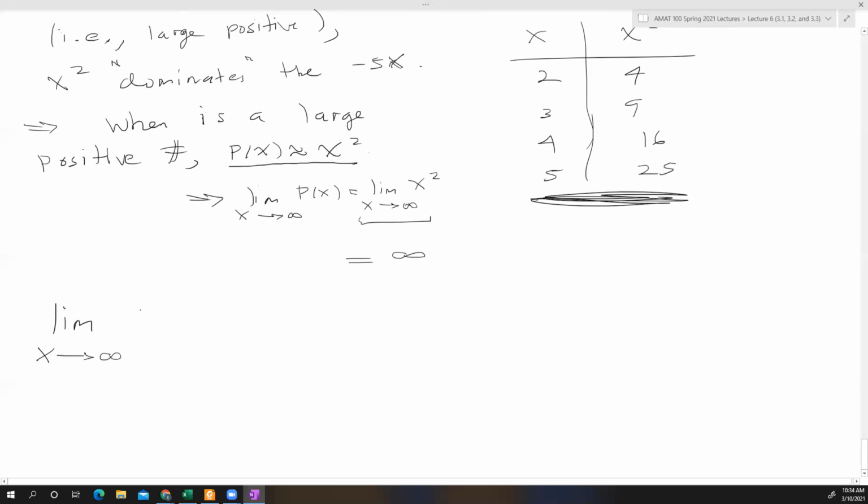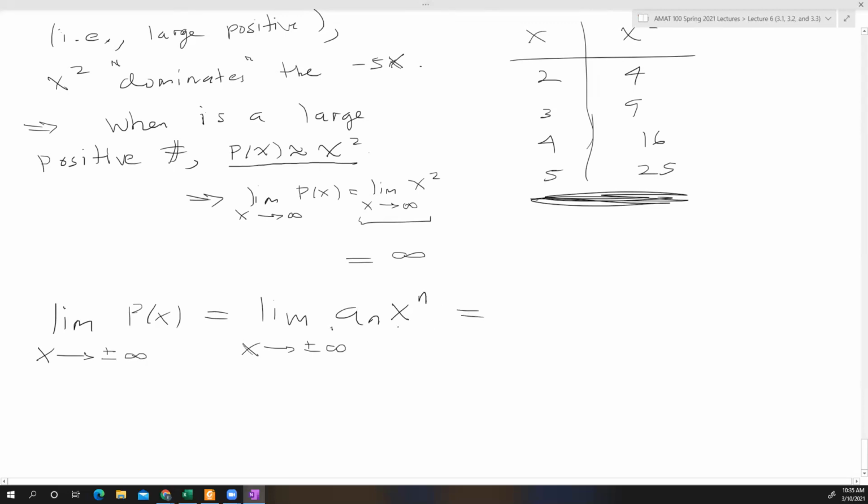So our intuition tells us the following. I'm going to use a notation to express two limits with just one limit. If you take the limit as x goes to plus or minus infinity of P of x, all you have to do is look at the limit as x goes to plus or minus infinity of the leading term. That's all you have to do.